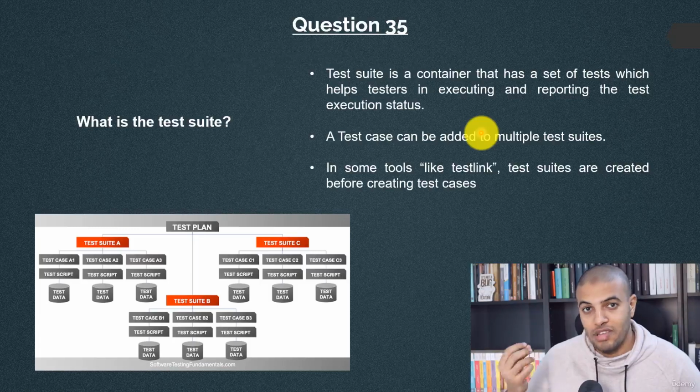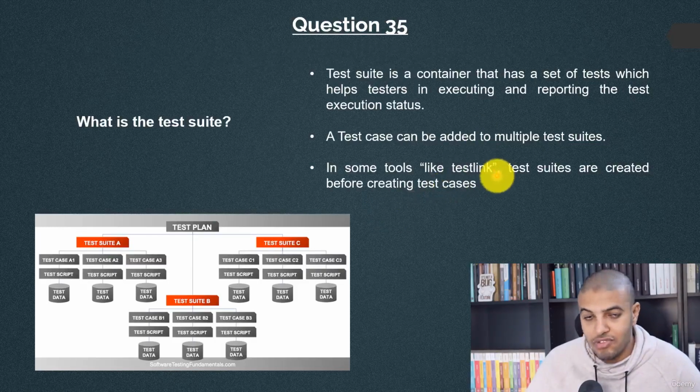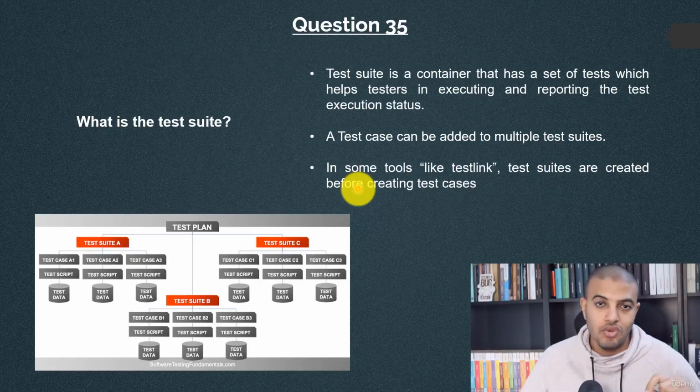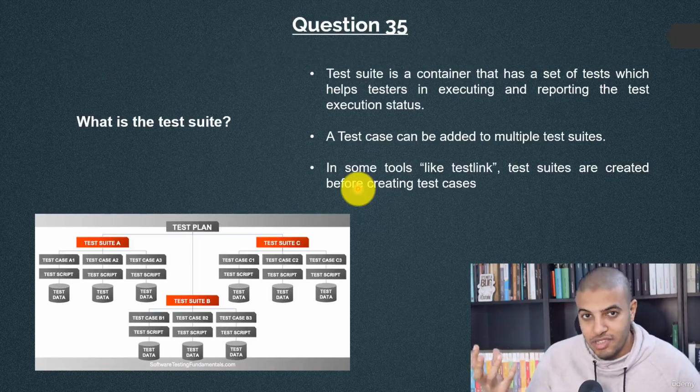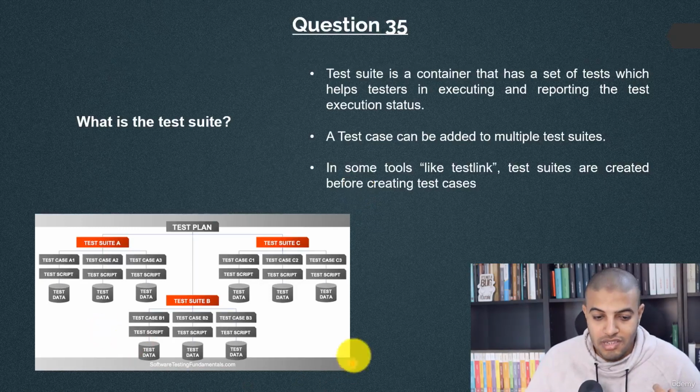So the forgot password functionality or test case might be added to both of the test suites for Facebook and email. In some tools like TestLink, for example, like we explained earlier, the test suites are created before creating the test cases. So in some tools, we begin to create our test suites and then add test cases to them. In other tools, we begin to create our test cases and then add them to the test suites. So like we see here, this is an example, and this happens in TestLink, for example. We create a test plan, then we create a test suite, then in each test suite, we begin to create its test cases and add their test data.